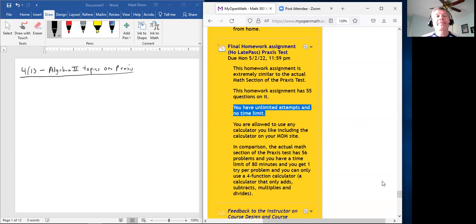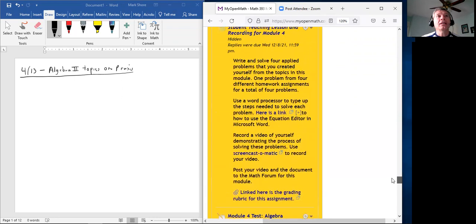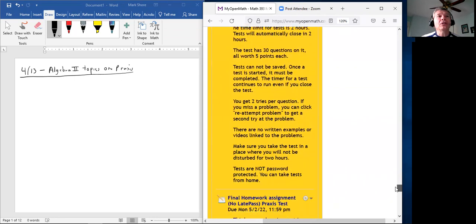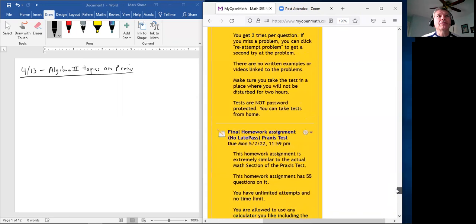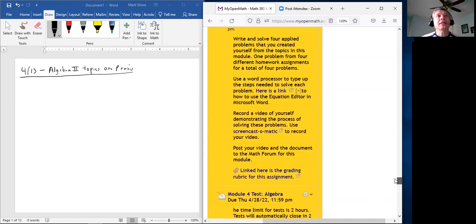Right, I read that before. Yes. Okay. But it says in comparison, the actual Praxis test has 56 problems, and you do have a time limit of 80 minutes on the actual Praxis. And so it tells you everything about the actual Praxis right there. And the test before that Praxis thing, the very last assignment, is just a regular test. That's 2 hours, and it has 30 questions on it. Yeah, so that's it on that.